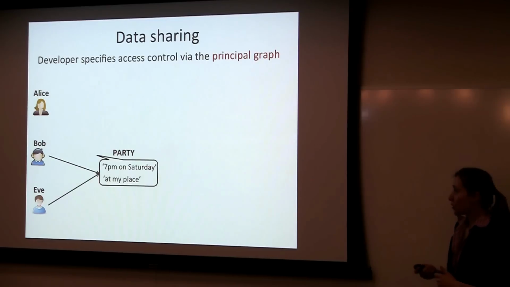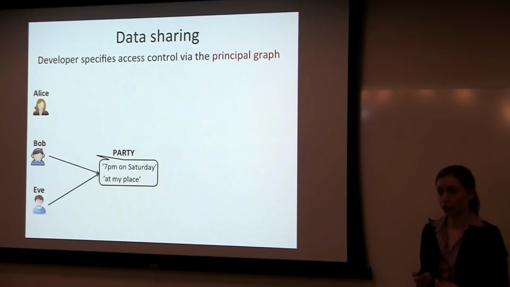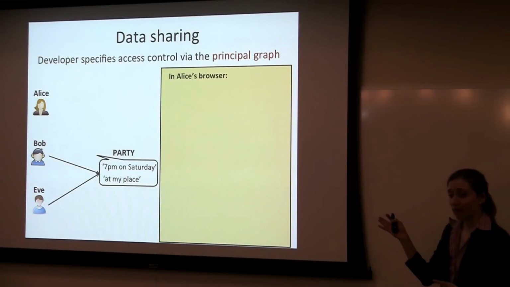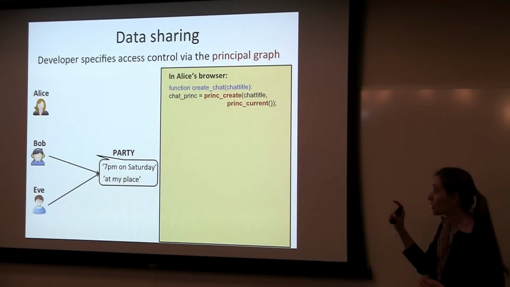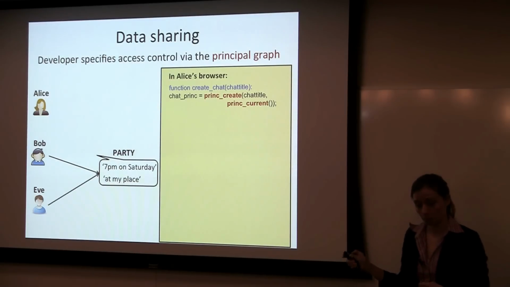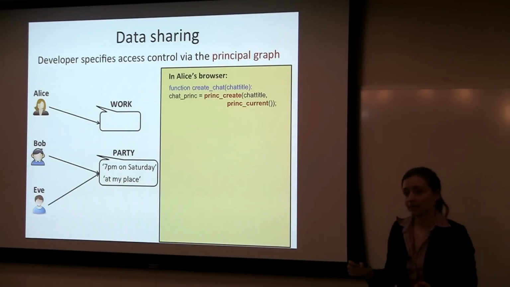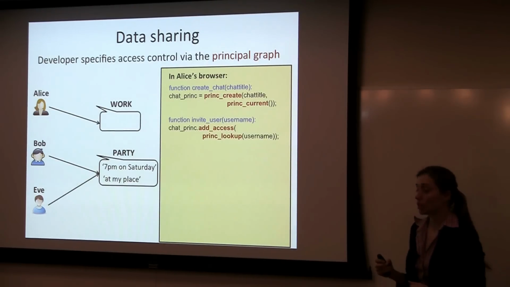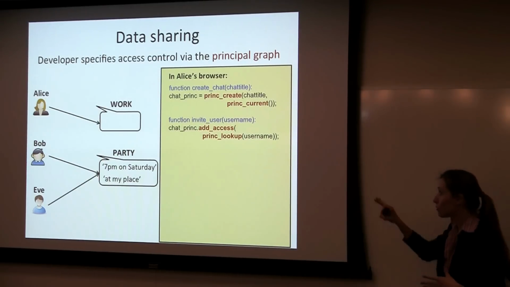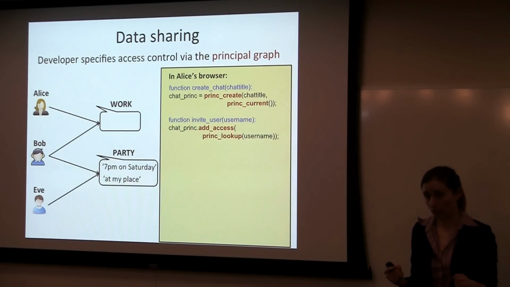Okay, so now let's assume that Alice wants to create a chat called work, and she wants to share it with Bob. Here's what happens in her browser. She clicks a button called create chat. This button calls Mylar's API that creates a principal for the chat, for the room work. And automatically Alice gets access to the chat room because she created it. Now let's say that Alice wants to invite Bob to the room. Then she presses the button invite user on the web page, which calls Mylar's API for add access, and that gives access to the chat room work to Bob.